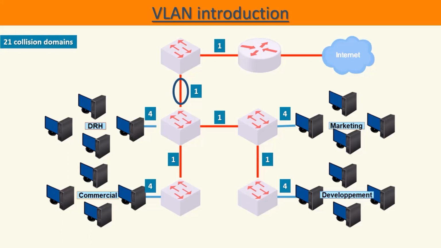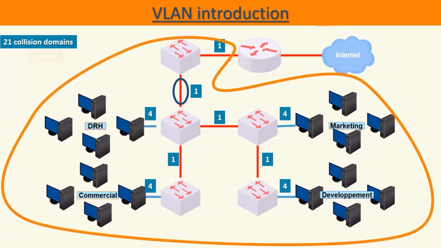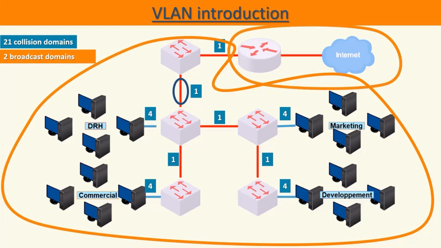And where are the broadcast domains? If one of the PCs of the marketing switch sends a broadcast, we know that all the other switches will spread it. On the other hand, the broadcasts will not arrive on the router. The Internet Cloud is considered a broadcast domain, so on this topology, we have 2 broadcast domains. 1 domain to the left of the router, and 1 domain to the right of the router.